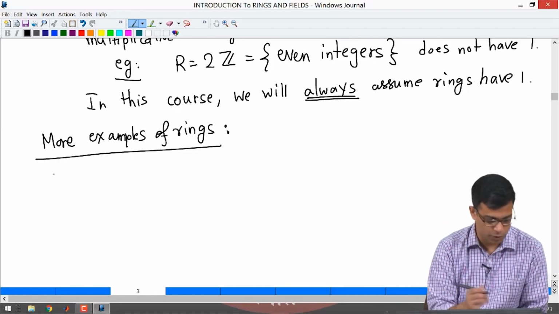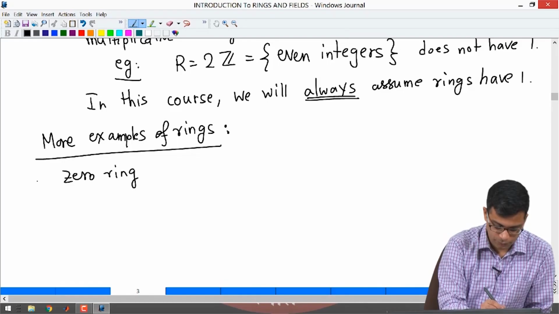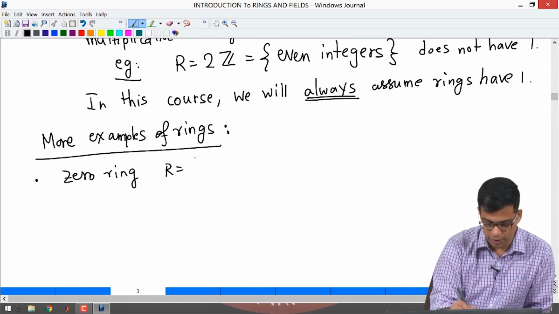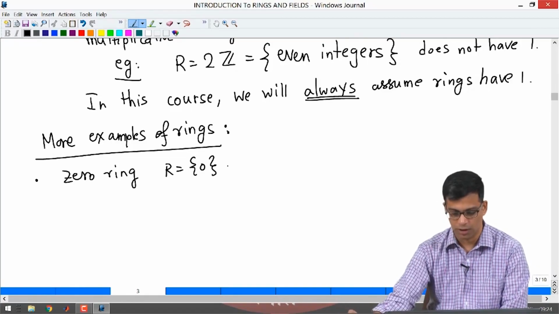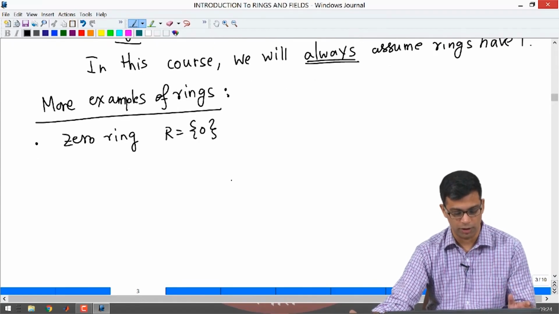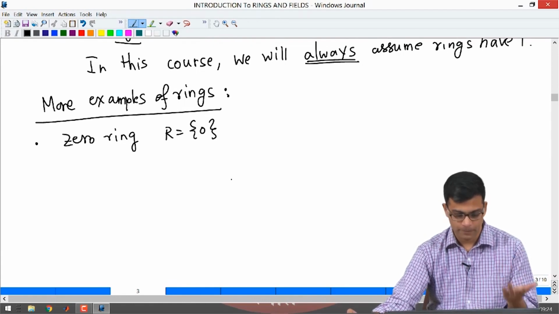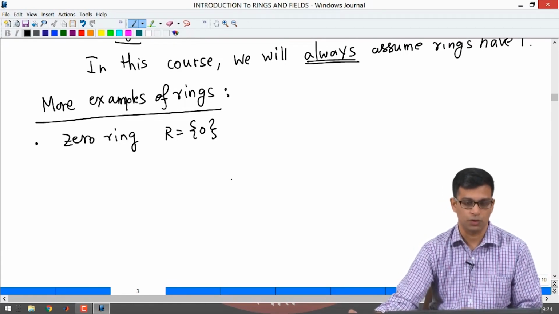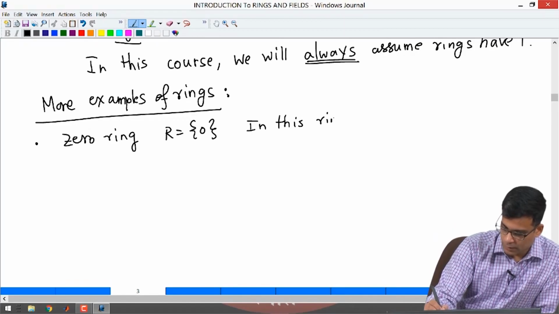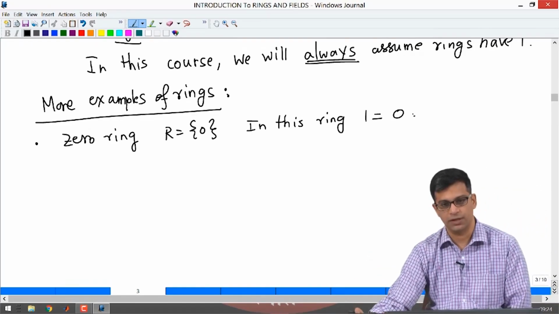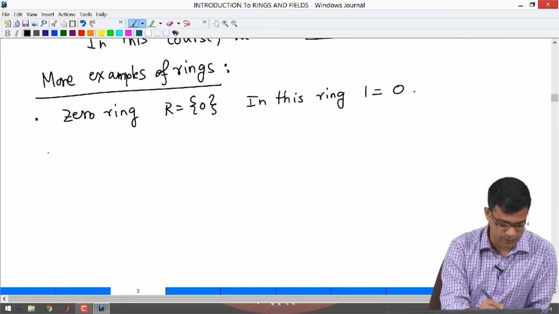One trivial example to just get rid of is the 0 ring. The 0 ring is just the ring consisting of just the element 0. Here this trivially satisfies all the properties of a ring that I wrote in the last video. It is closed under addition, multiplication and so on, it is an abelian group under addition, and multiplication is associative and so on. So what is the multiplicative identity in this ring? In this ring there is a 1, but it is equal to 0. So 1 is equal to 0 in this ring. Okay. So this is a trivial example, so I do not want to spend a lot of time on this.